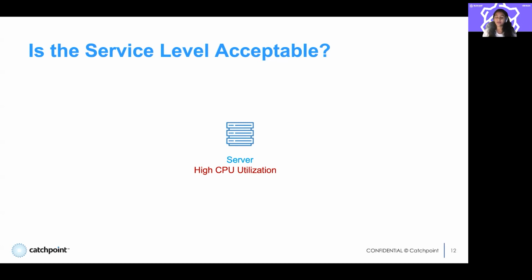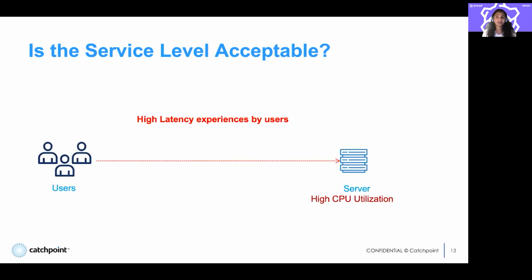So consider a server, and Whitebox metrics tells me that this server has high CPU utilization. Now you have users accessing the service running on the server. And clearly, because there is high CPU utilization, there is some kind of adverse effect. Let's say that it impacts latency and the user is having a deteriorated experience because of high latency. So in this case, if we ask the question, is the service level acceptable? The answer is no. And the Whitebox metric, which is high CPU utilization, is able to answer that question.